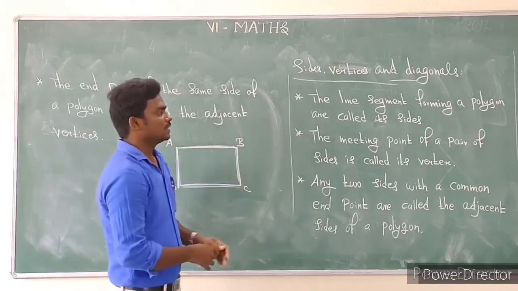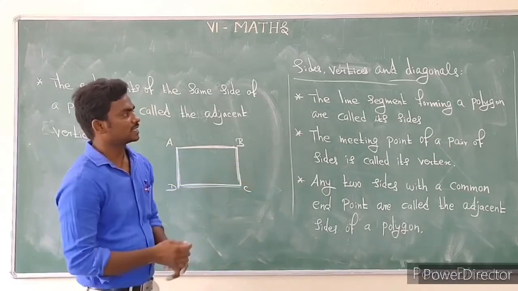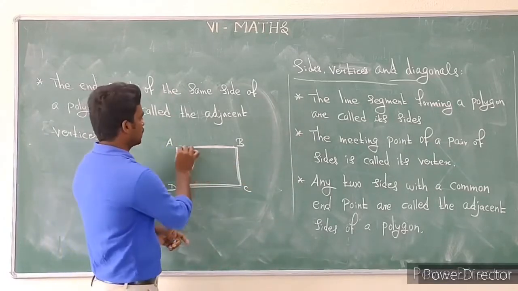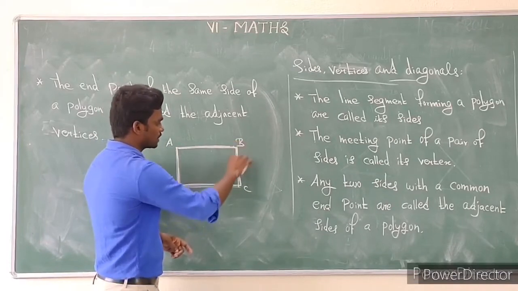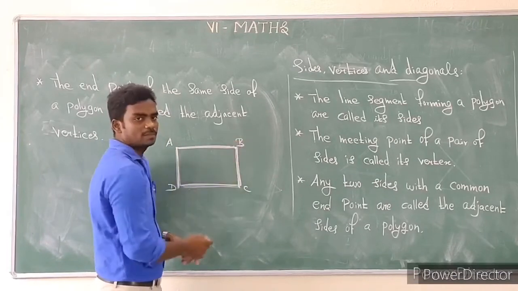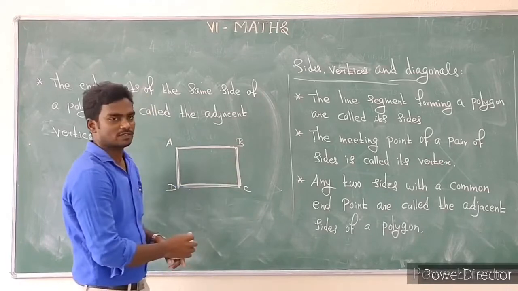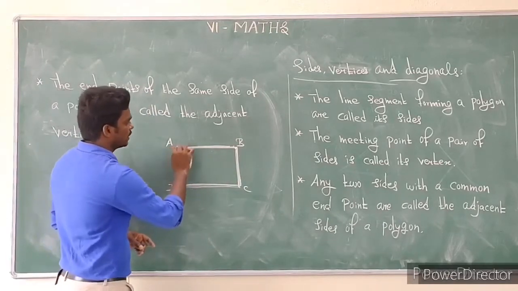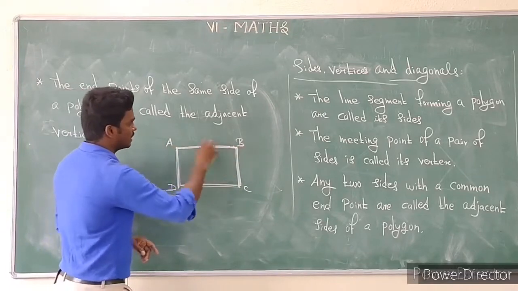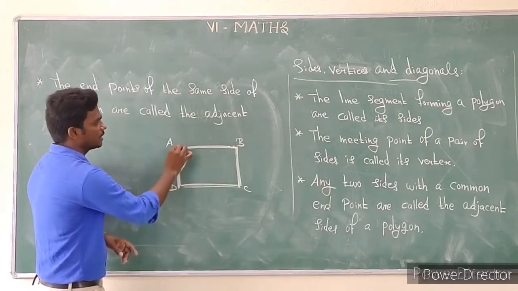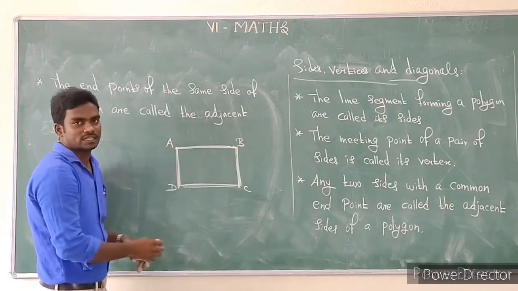The meeting point of a pair of sides is called a vertex. AB is one side and BC is one side. These two lines meet at a point, what is that? B. So B is called a vertex of the polygon. Next, here AB is a line and AD is a line. These two lines AB and AD meet at a point A. So A is called a vertex of this polygon.